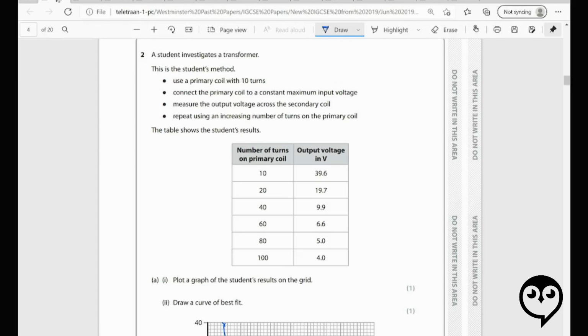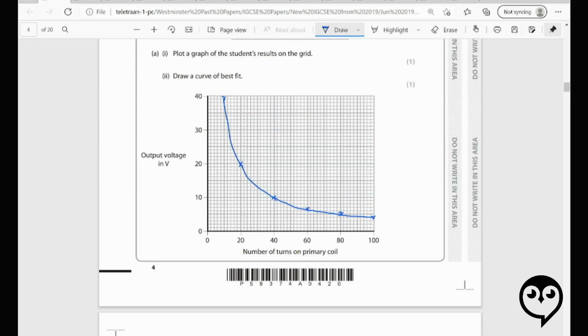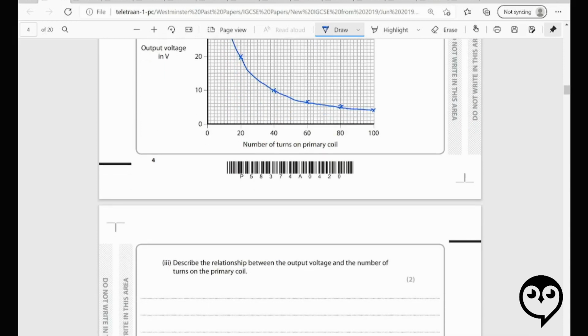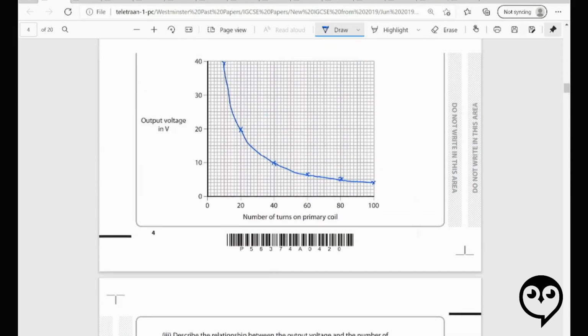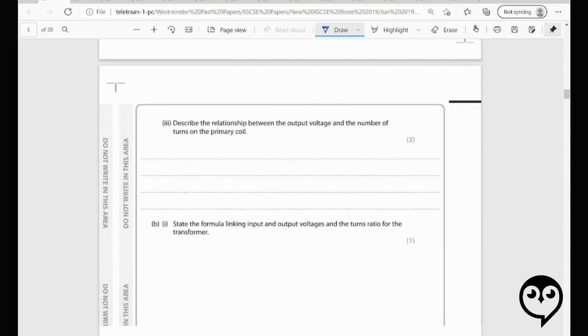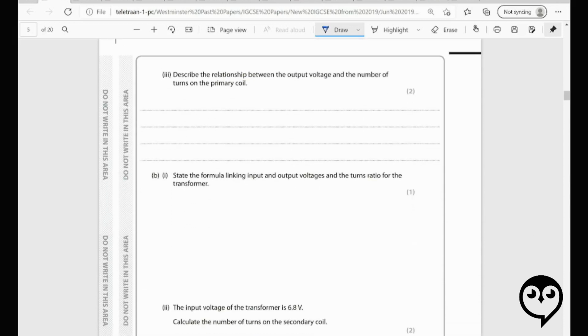We've got a student investigating a transformer. Okay, and there's my graph. Not bad if I do say so myself. That's a pretty darn good-looking curve of best fit considering I'm on a tablet. What's the relationship between output voltages and number of turns? Well, I would say it's inversely proportional. We'll see what they say. State the formula linking input and output voltages and the turns ratio for the transformer. Well, I believe our voltages, input and output, are related to a ratio of the number of turns in the input and output, but we'll see.